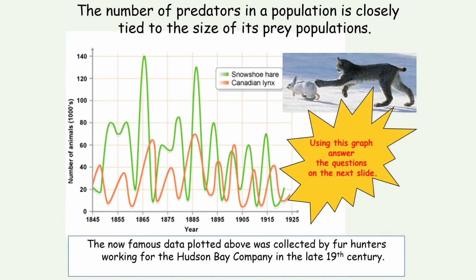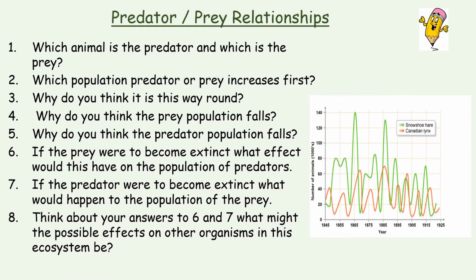So we're going to use this graph to answer the questions on the next slide. Questions are: which animal is the predator and which animal is the prey? Which population, predator or prey, increases first? Why do you think it is this way round? Why do you think the prey population falls? Why do you think the predator population falls?